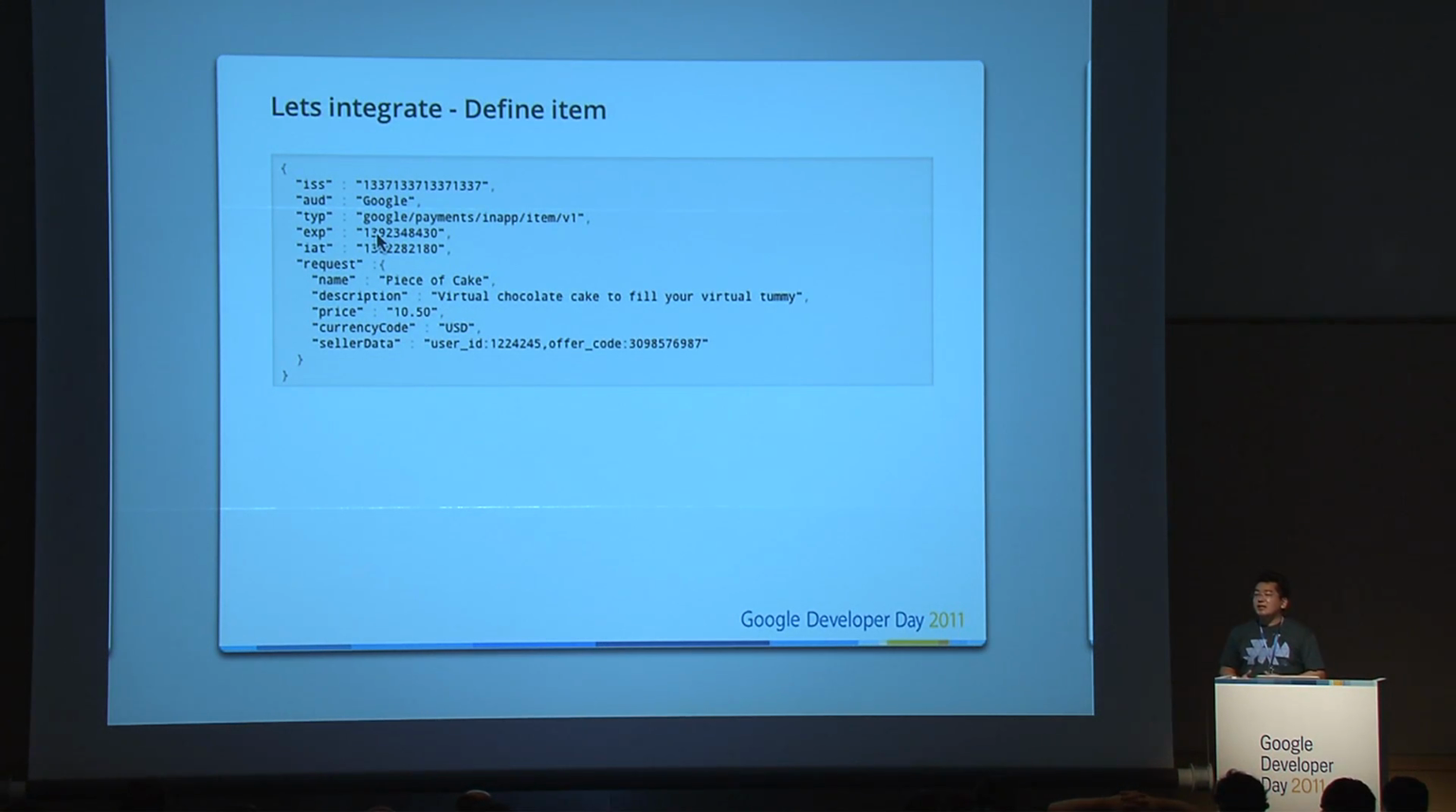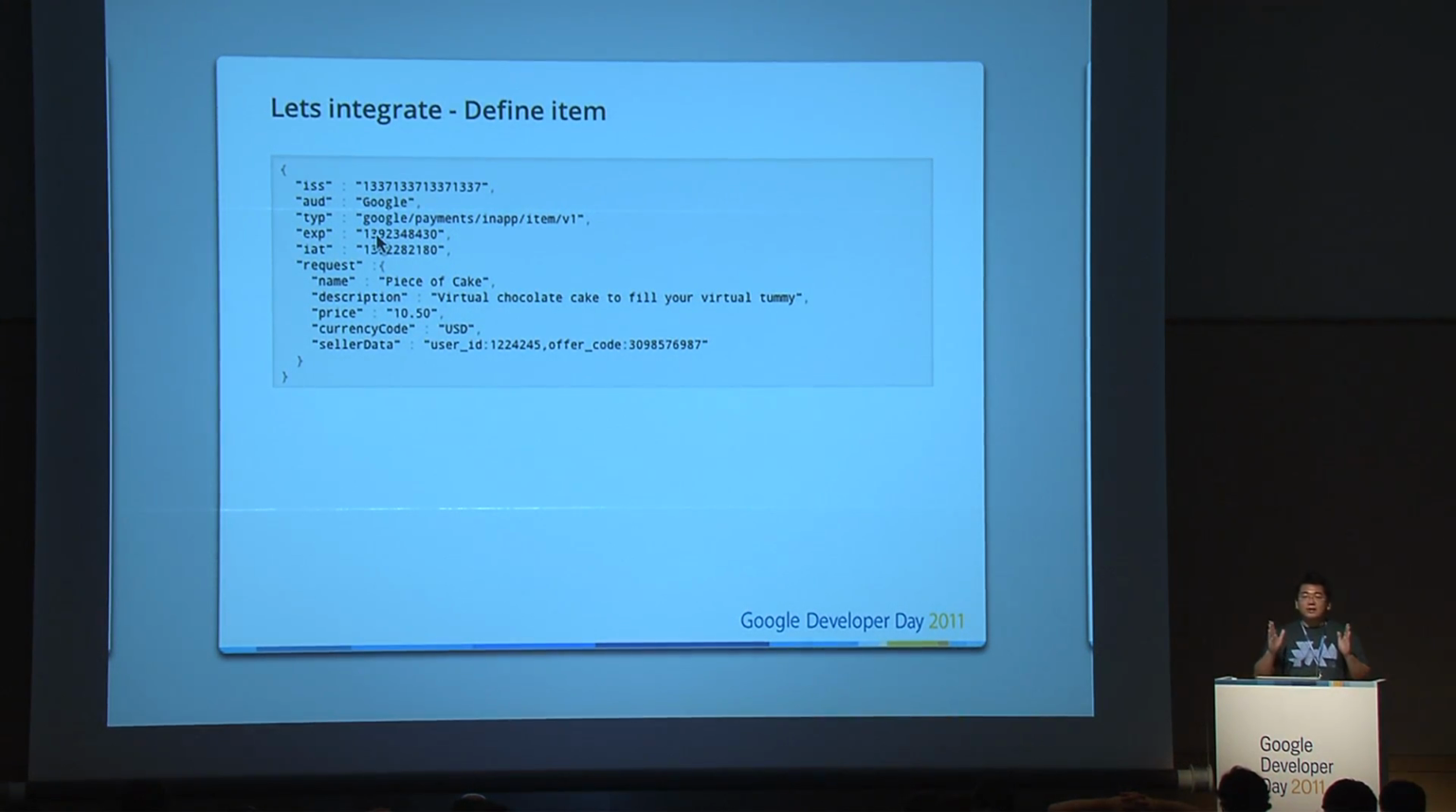So let's say that you're selling something like a ticket. Then in this case, you only want that ticket window to be open for a certain amount of time. And you can use the expiration time to ensure that it expires exactly when you want it to. And the issued-at time is when the JSON Web Token was created. So you need to define this to prevent replay attacks.